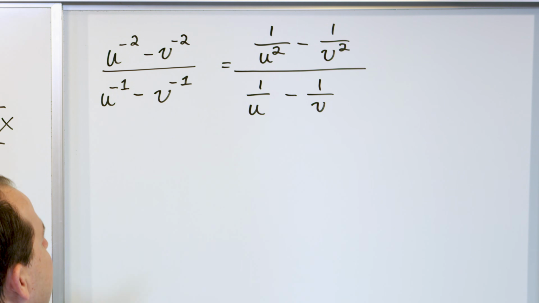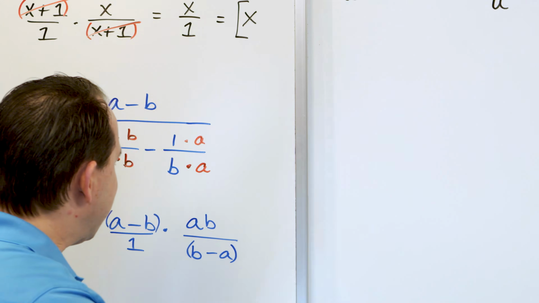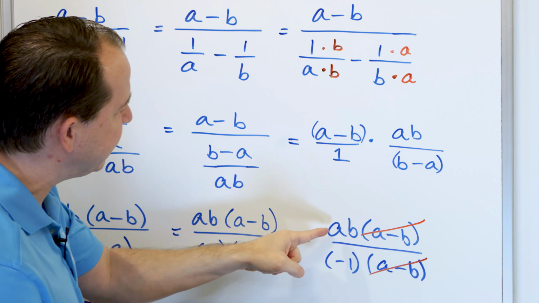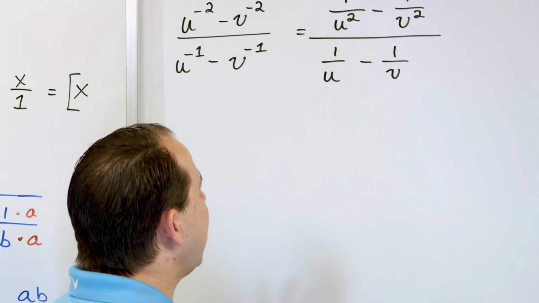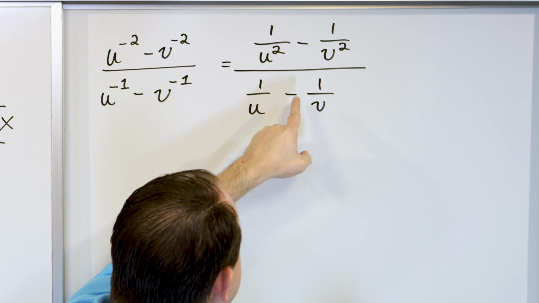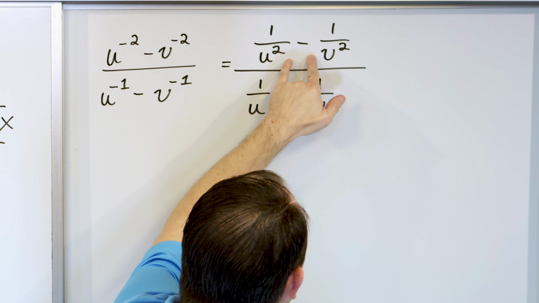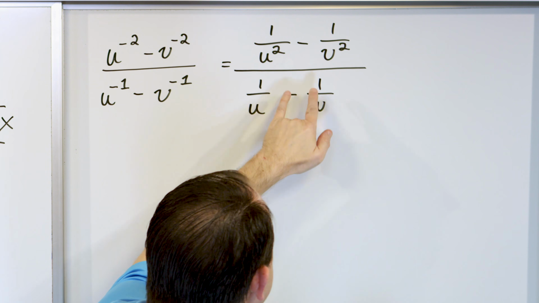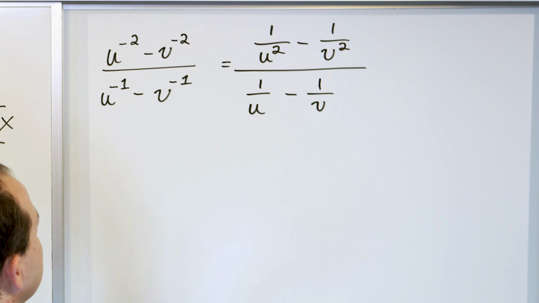Now again, students will try to start canceling things. You cannot cancel things in algebra unless you have terms multiplied together on the top and multiplied together on the bottom. Then you can cancel them, because they divide away. Here you have these big subtractions in the middle, so you can't cancel anything yet. But you can find a common denominator to do this subtraction, and you can find a common denominator to do this subtraction. So how do we do that?